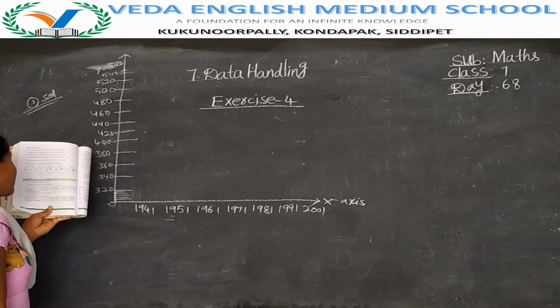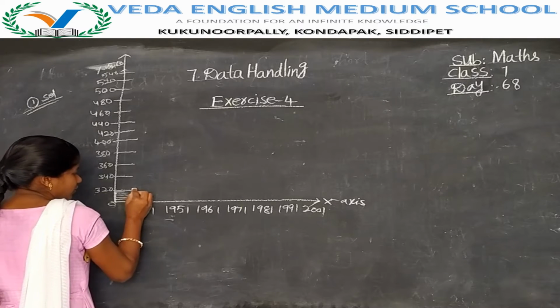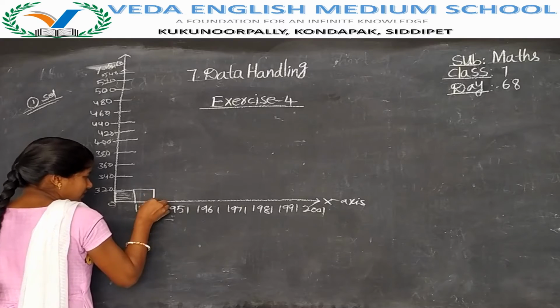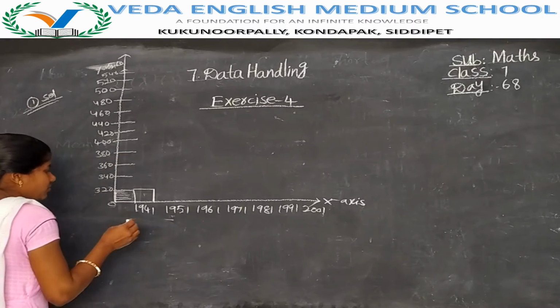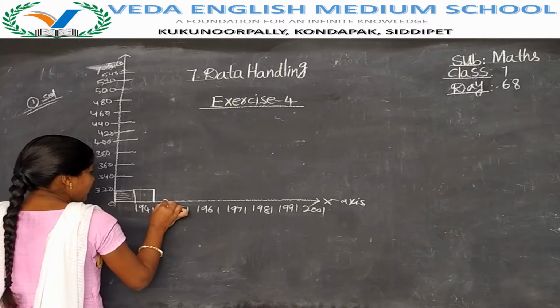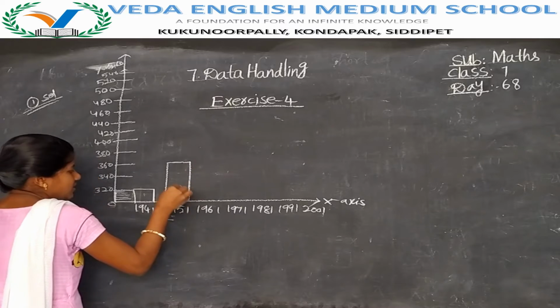In 1941 the population is 320. So up to 320 you have to draw like this. Okay. Next, in 1951 the population is 360. From 1951 straight to 1961, 360. Here we have 360.